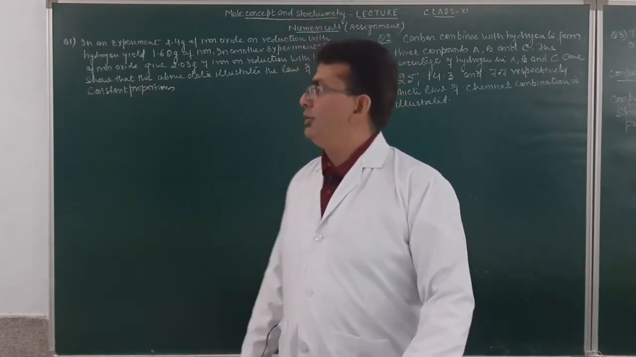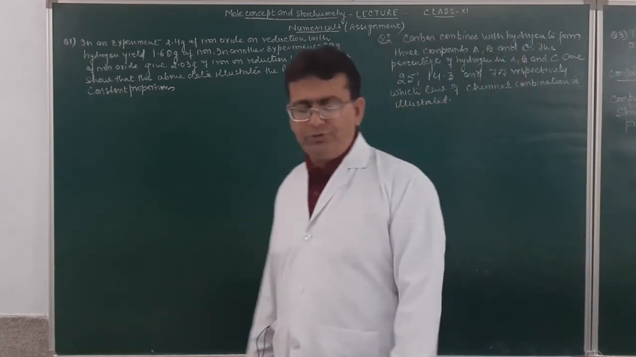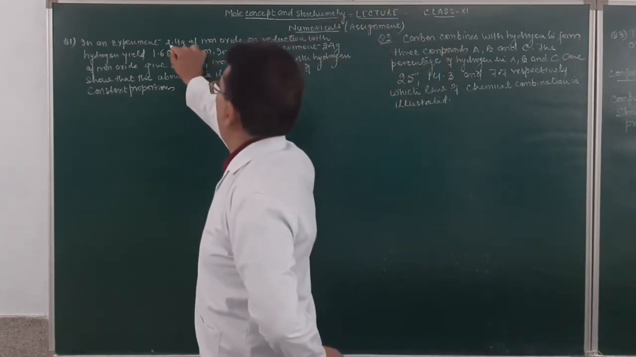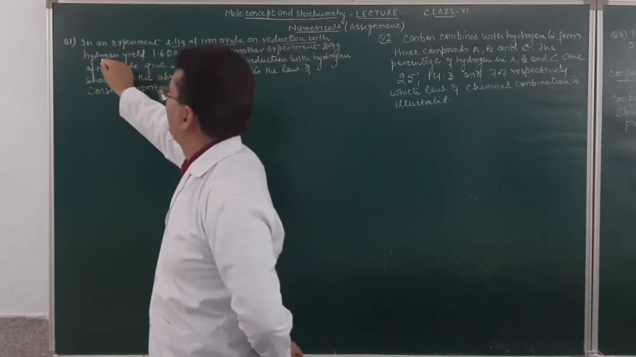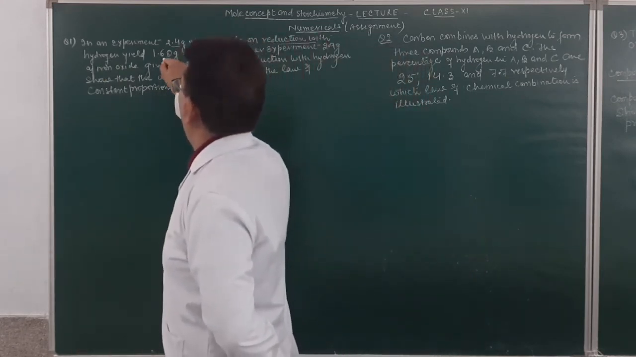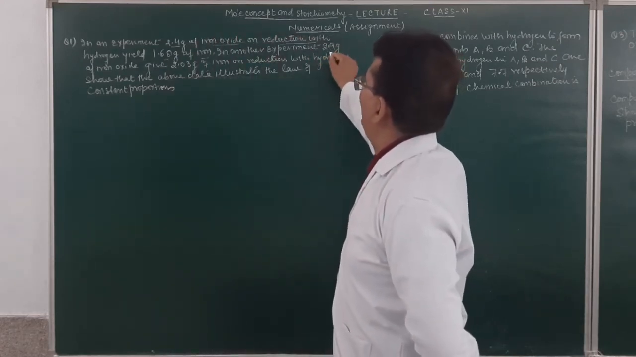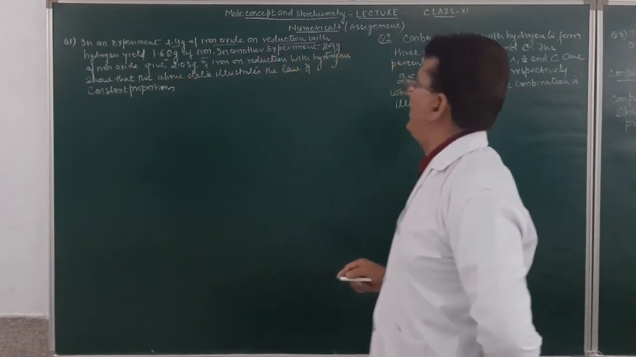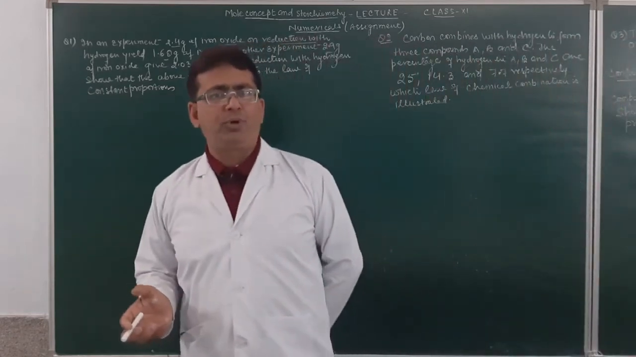In the assignment, question number 1 is written for you on the board. In an experiment, 2.4 gram of iron oxide on reduction with hydrogen gives 1.68 gram of iron. Then in another experiment, 2.9 gram of iron oxide gives 2.03 gram of iron on reduction with hydrogen. Show that the data illustrate the law of constant proportion.